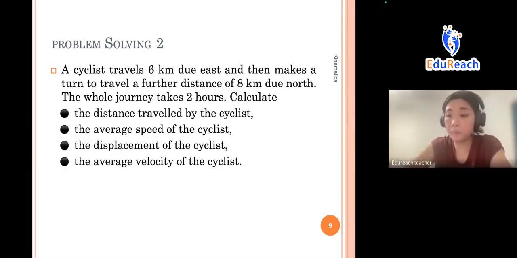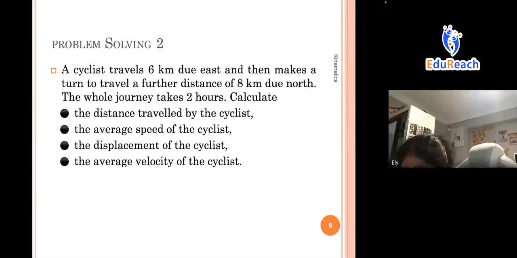Agree? Okay. So later on, if you want me to send you the workings, I can send them to you. But basically, for this first question, 6 km plus 8 km will be a total of 14 km. And then for part B, the average speed, of course, is 14 kilometers divided by 2 hours, which would then be 7 kilometers per hour. So far, follow?